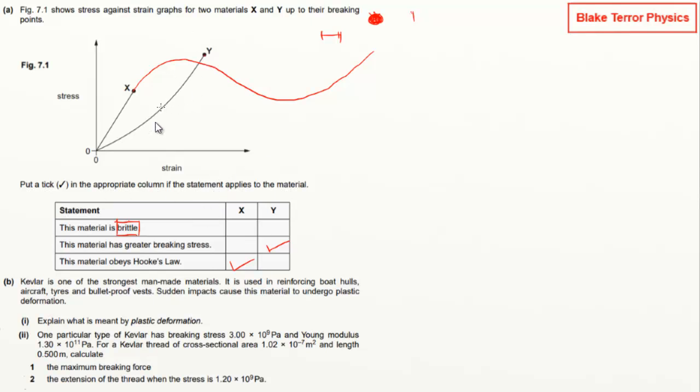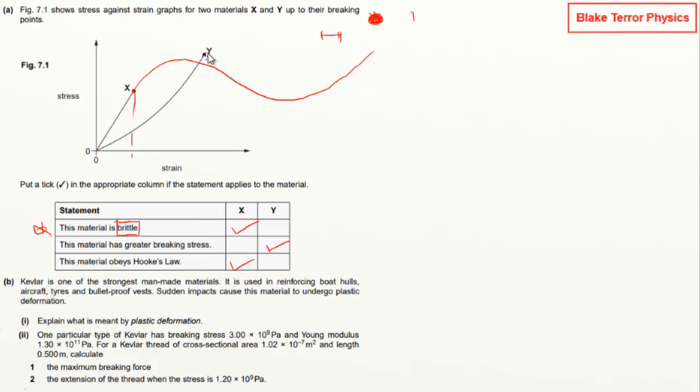Now, the issue I've got, coming back to this first one here, with which ones of these are brittle. Well, X, yeah, we're happy with X being brittle. It's extending a small amount. I mean, we don't have a scale on this axis here, so we don't know how much extension, but it's clearly got less extension than Y. And then it snaps, it stays Hookean, stays within an elastic limit. We've got a straight line, and then it snaps. So we can definitely tick here.